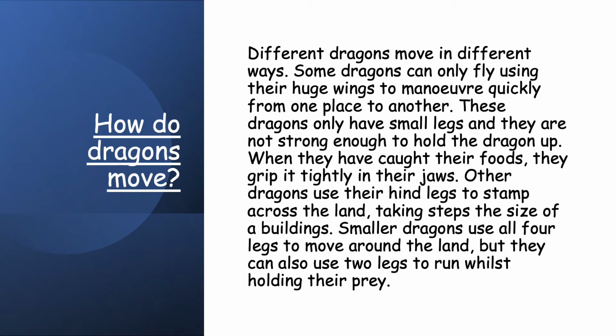These dragons only have small legs and they are not strong enough to hold the dragon up. When they have caught their food, they grip it tightly in their jaws. Other dragons use their hind legs to stamp across the land, taking steps the size of buildings. Smaller dragons use all 4 legs to move around the land, but they can also use 2 legs to run whilst holding their prey.